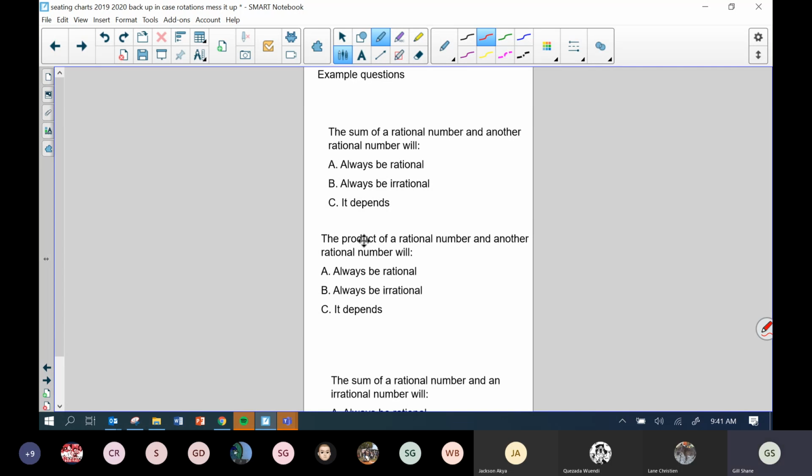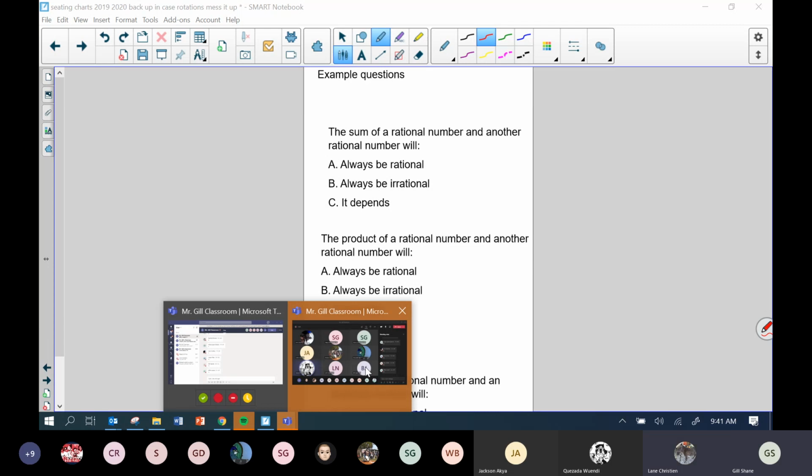So product means we're multiplying a rational number times another rational number. So the answer will either be always rational, always irrational, or it depends. So type in what you think out of that. See what everybody's saying.